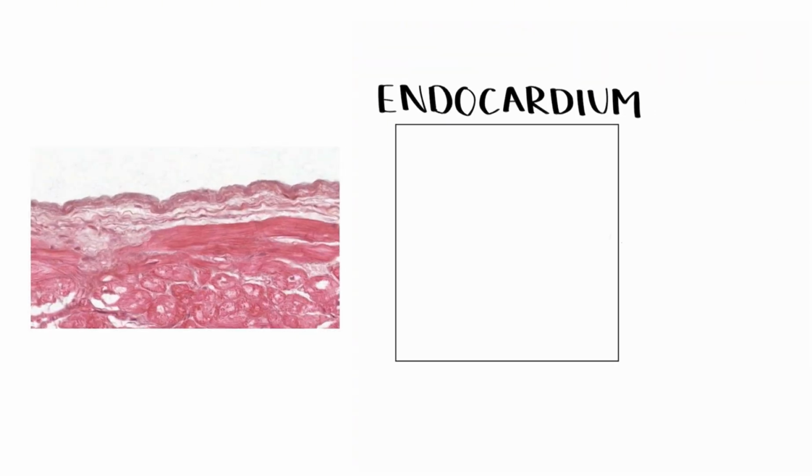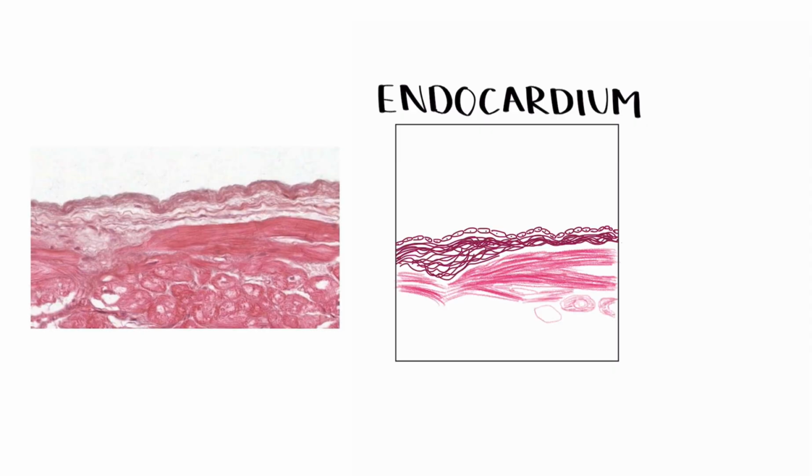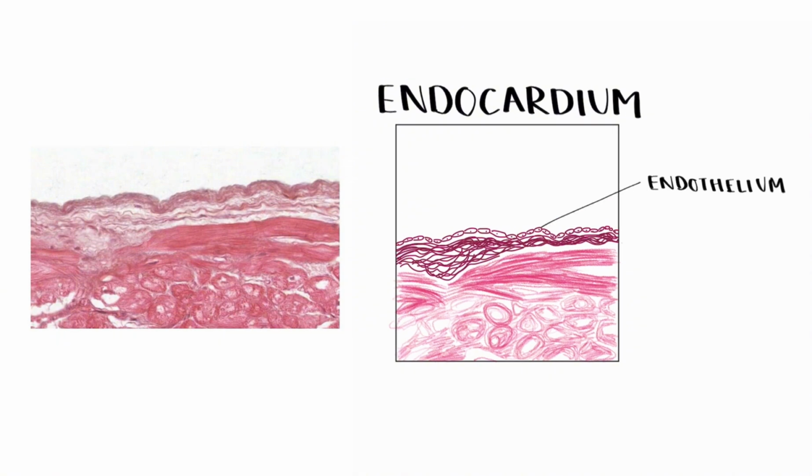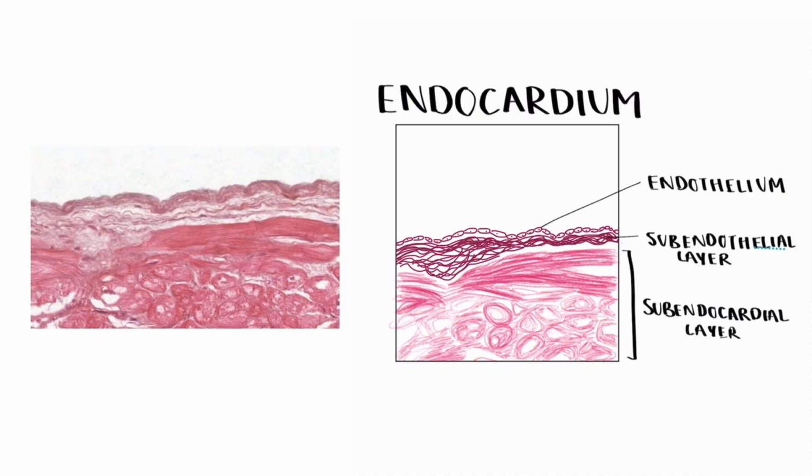Starting with the endocardium, it is the innermost layer of the heart which faces the lumen. It contains the endothelium, which is a simple squamous layer of epithelial cells, the subendothelial layer, which is made up of loose collagenous connective tissue, elastic fibers, collagen fibers, and smooth muscle cells, and finally the subendocardial layer, which is the layer of the endocardium closest to the myocardium.